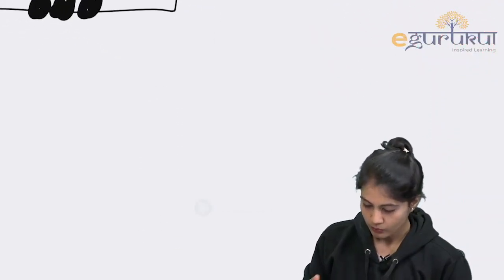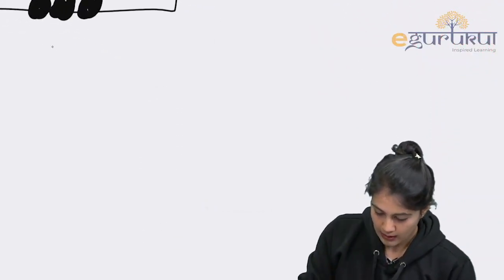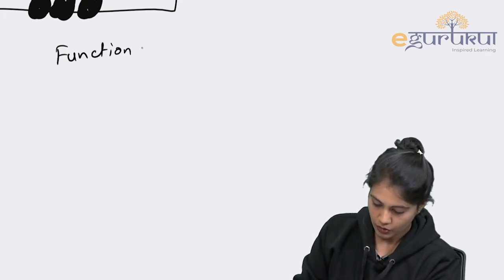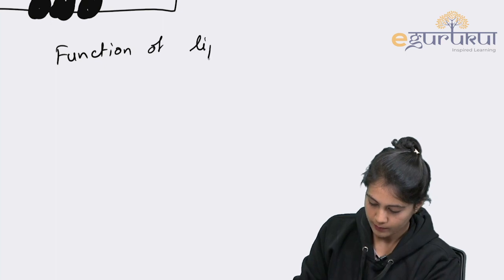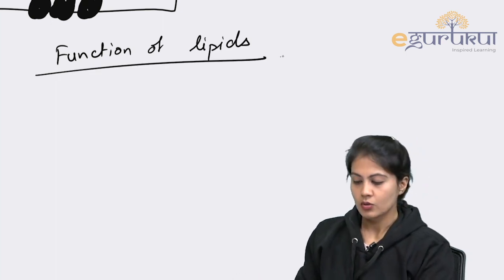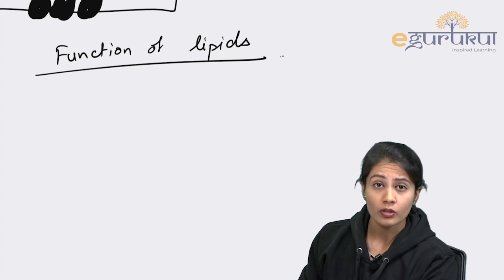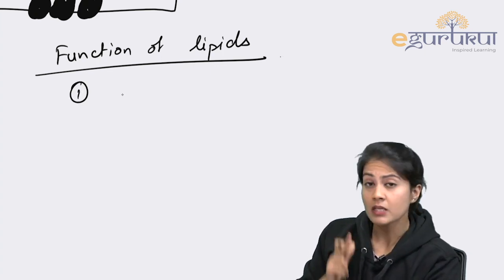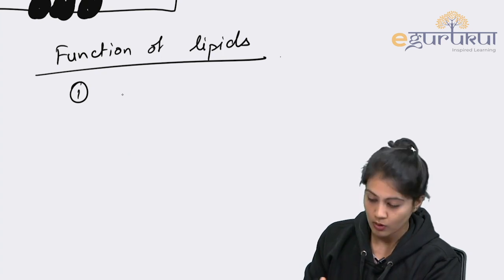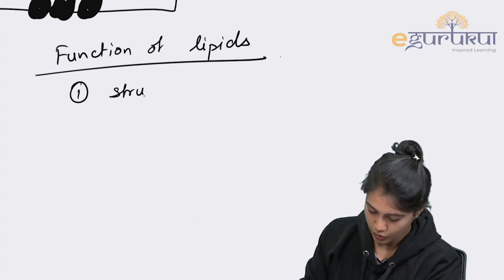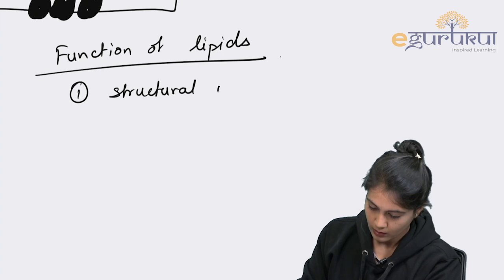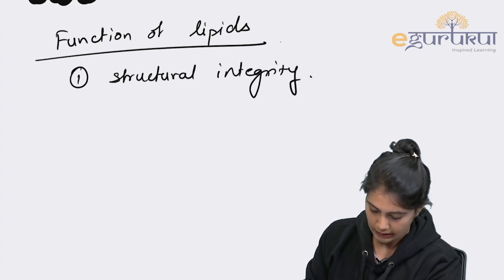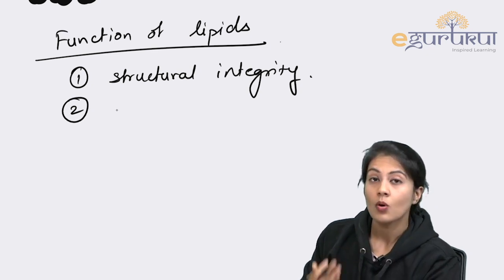One by one, we are discussing the lipids. So, let's see the functions of lipids first of all. What is the function of lipids? Why are the lipids so important? We are discussing so much about the lipids. First thing first, the lipid must be there in the cell membrane. Why? Because it will provide the structural integrity. First thing first.